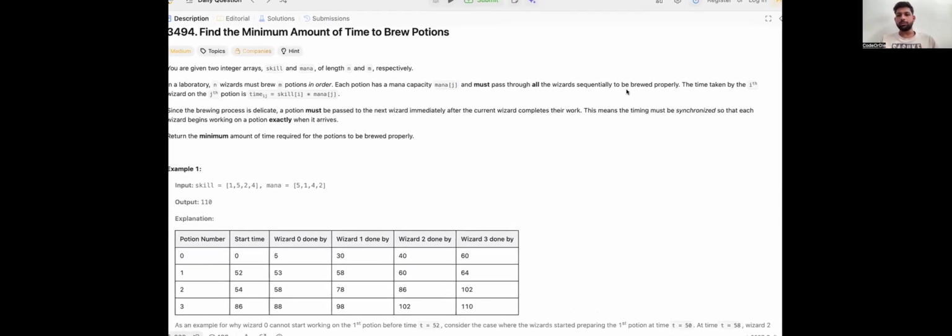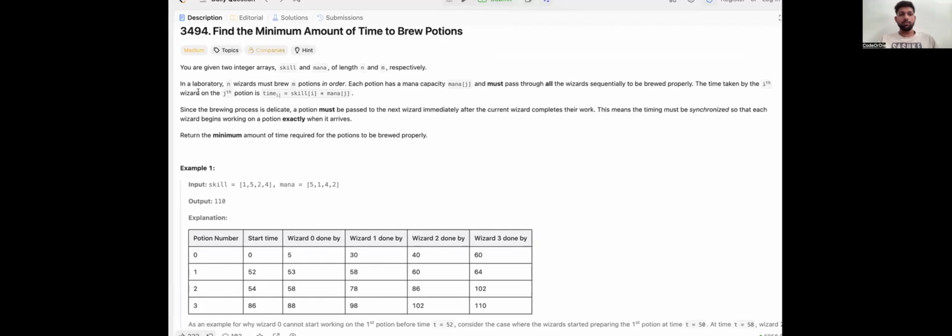Okay, let's read the question first. So, time taken by the ith wizard on the jth potion is skill i into mana j. So a wizard might have some skill, and you have to use the skill multiplied by mana j, and that will be the time taken by wizard i to complete his or her process.